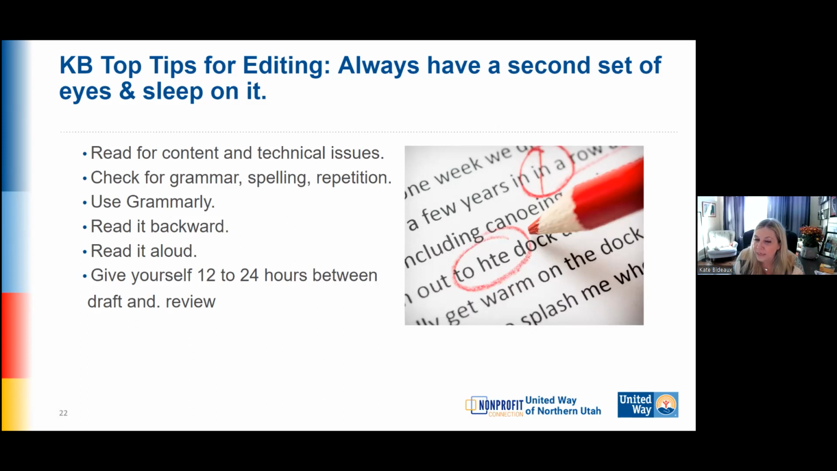Have somebody else read it. One of the big things that I tell everybody now is with your big grants that you write, if you have criteria, I would give somebody else the grant to read and give them the criteria and say, am I hitting the mark or am I missing something? And that's it.